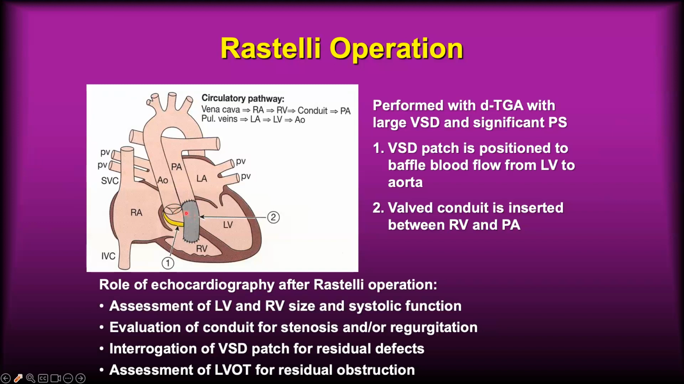Because of that defect, it allows them to just direct the flow. Here's the little patch or baffle where they direct the blood from the LV to the aorta. Then they fix the pulmonic stenosis by putting in this valved conduit. So it's good to know what the Rastelli operation is. They could ask you that on a registry exam, because you would see that in an adult.